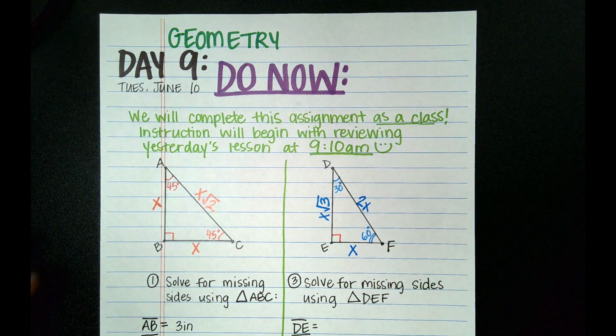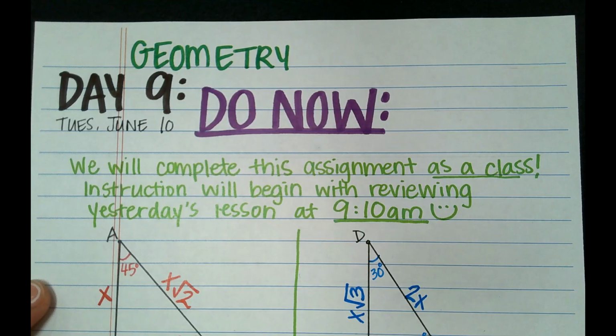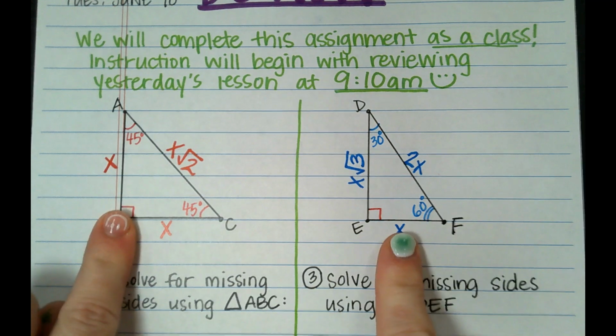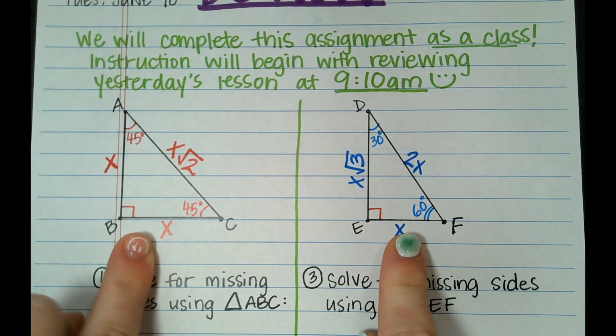This is day 9 in geometry, and it is Tuesday, June 10th. And for your do now, I gave you 2 special right triangles.